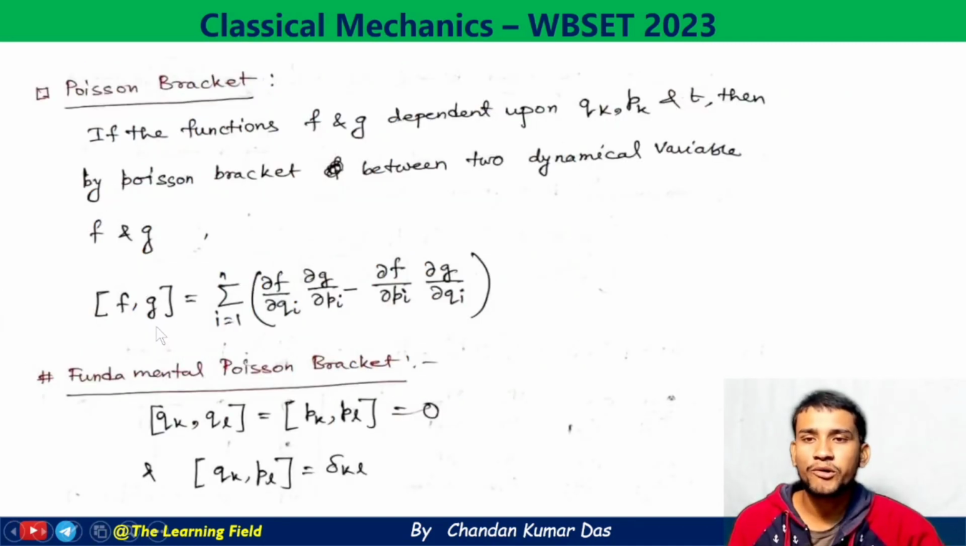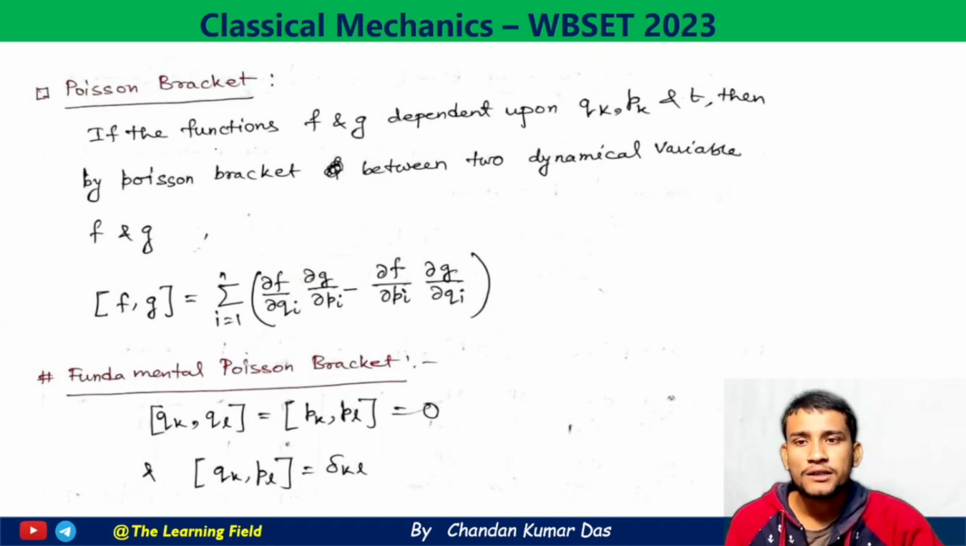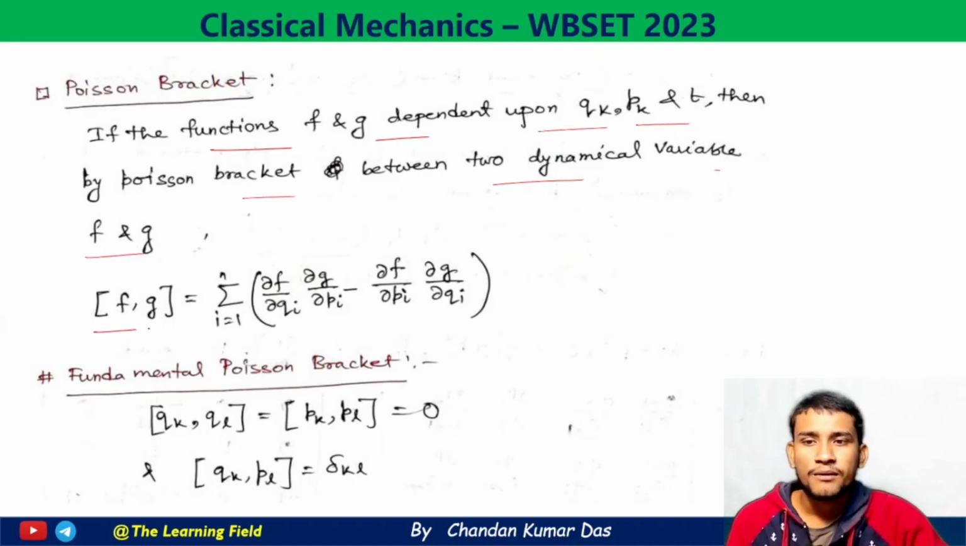Now one more important topic, which is Poisson bracket in mechanics. This is also an important topic. For the Poisson bracket we define functions f and g dependent upon q_k, p_k and t. Then the Poisson bracket between any two dynamical variables f and g is defined as the bracket of f and g, equal to summation i equal to 1 to n of (del f/del q_i)(del g/del p_i) minus (del f/del p_i)(del g/del q_i).